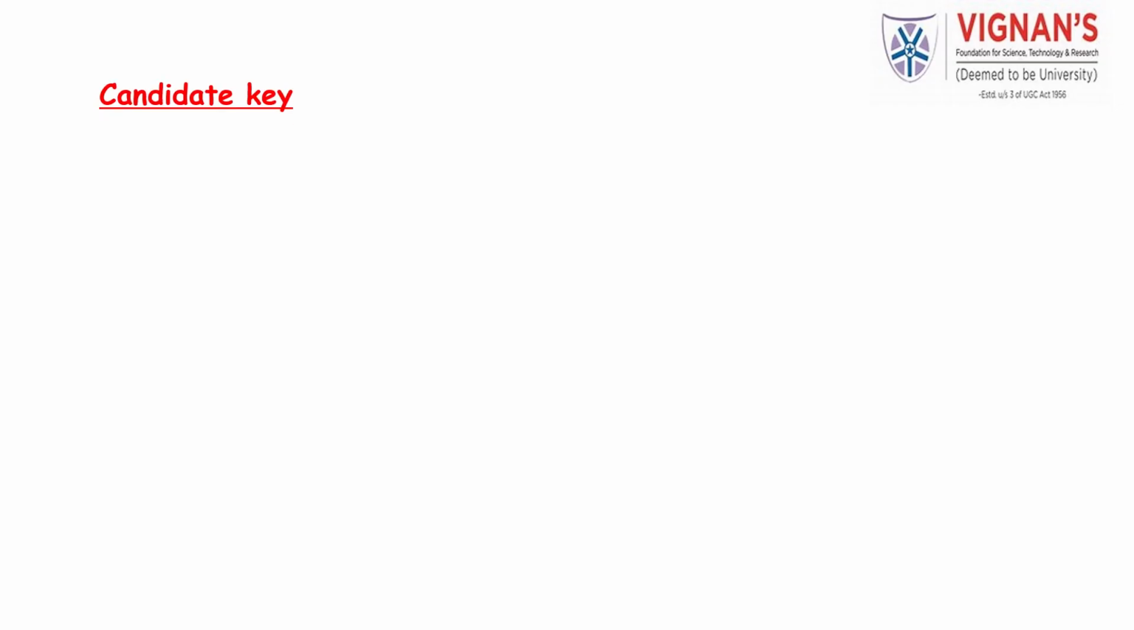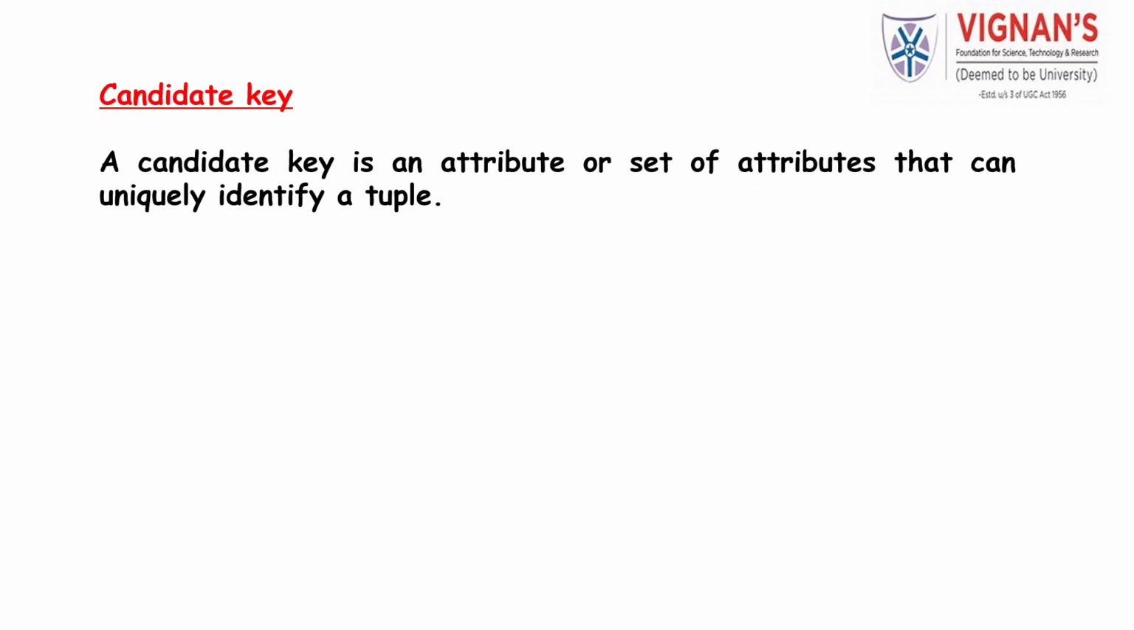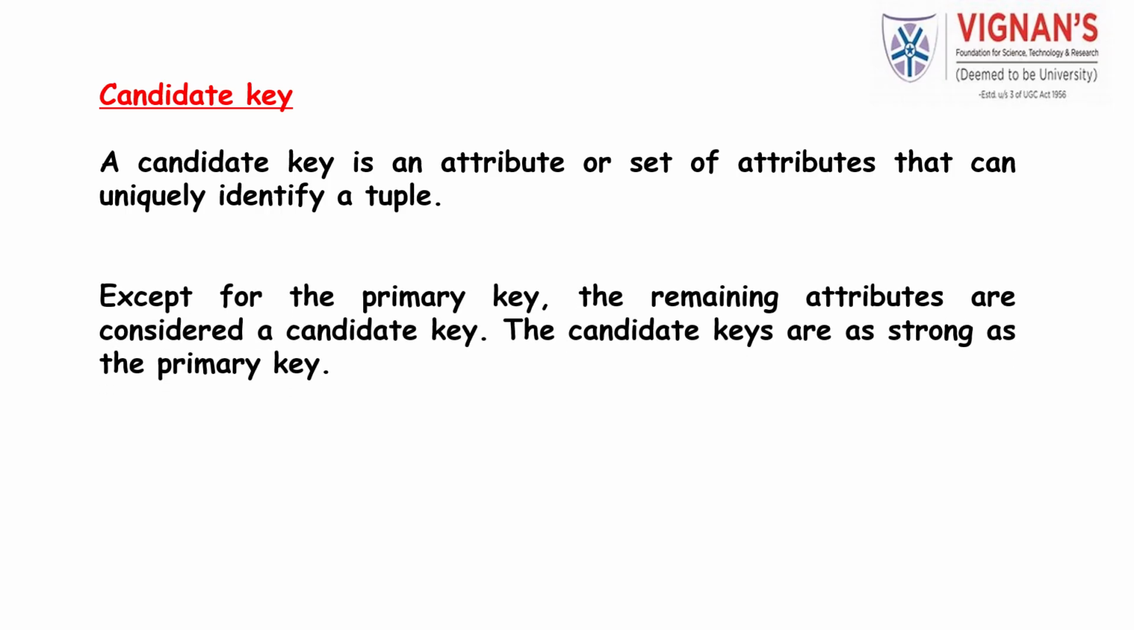A candidate key is an attribute or a set of attributes in a table that can uniquely identify each record or tuple. In other words, a candidate key has the ability to become a primary key because it also contains unique and non-null values. In a table, there can be more than one candidate key.